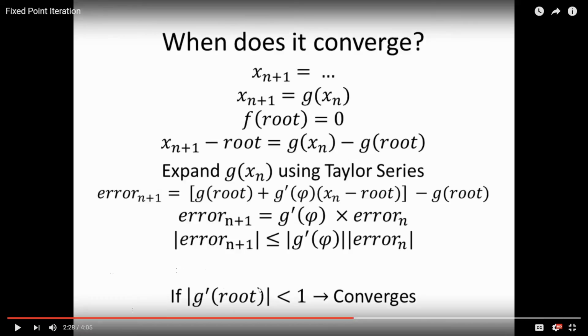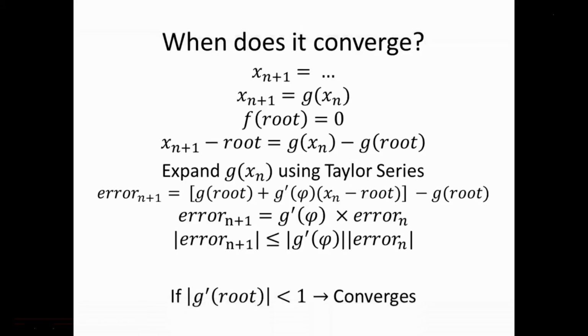Okay, so he just kind of flies through this, but this is the important part. If you take the derivative at that root, the absolute value of the derivative at that root, if that's less than 1, it will converge, and if it's not, then it won't. This is basically saying that the error after every iteration is getting smaller, which we would expect in a converging function. So now let's examine our two equations that we had earlier.